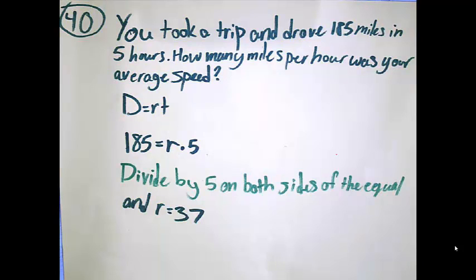You took a trip and drove 185 miles in 5 hours. How many miles per hour was your average speed? For this equation, we'll use the rate formula. Distance equals rate times time. 185 is the miles traveled, R is the rate, and 5 is the amount of time it took you to drive 185 miles. To find the rate, you will divide 185 by 5 to get 37 miles per hour.